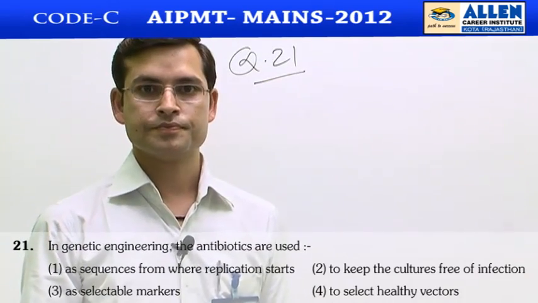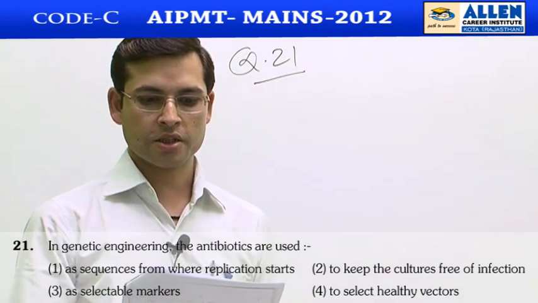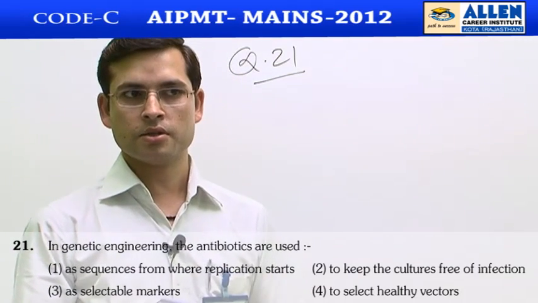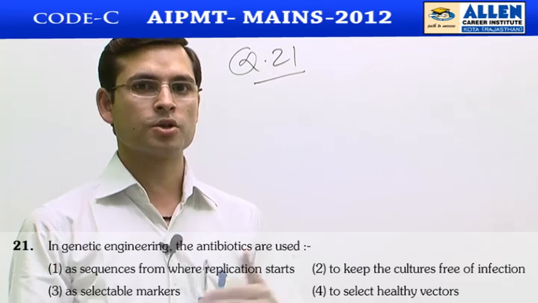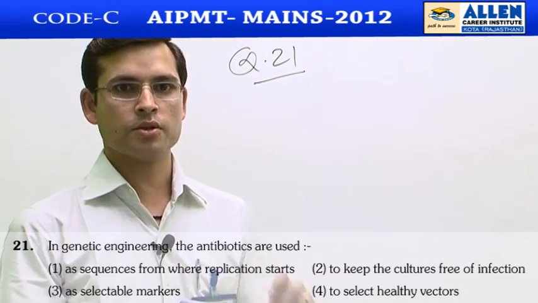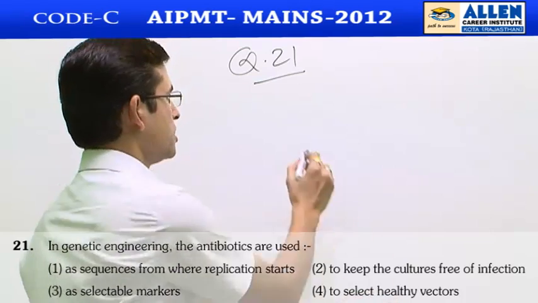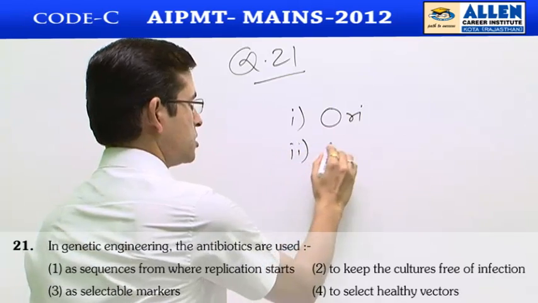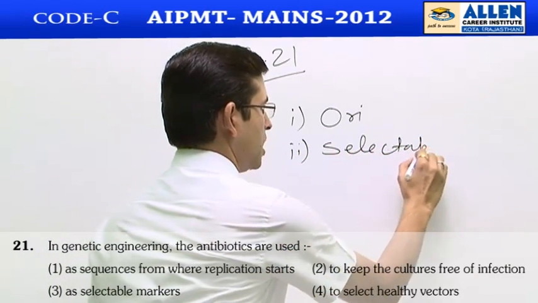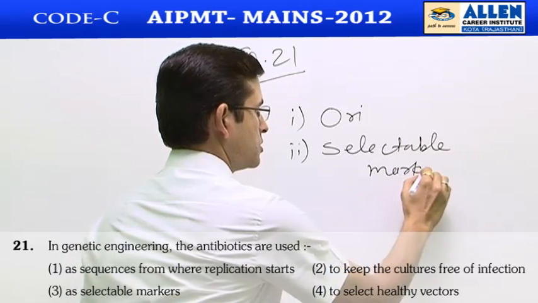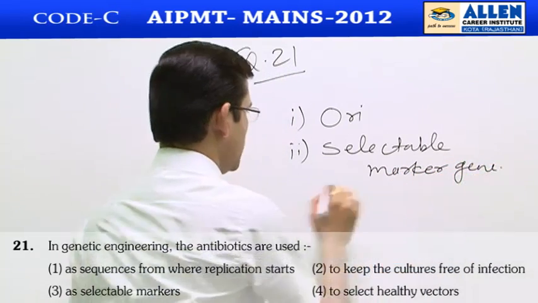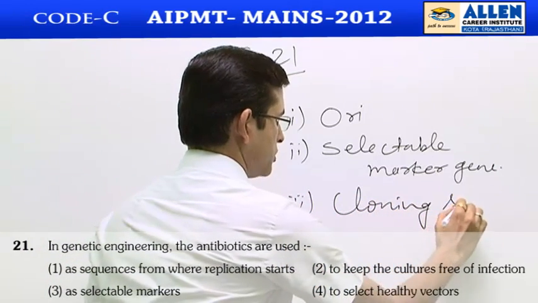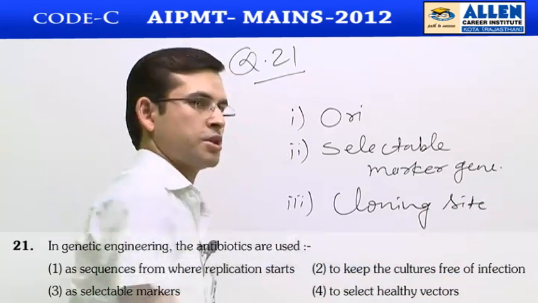Question number 21. Now in this question, in genetic engineering the antibiotics are used. Actually in this rDNA technique, or in genetic engineering, antibiotics are generally used to select the recombinant from non-recombinant. Actually we use a vector here, and for the vector we have the 3 important properties. First one is the ORI, second one is the presence of selectable marker gene, and the third one is the presence of cloning site.